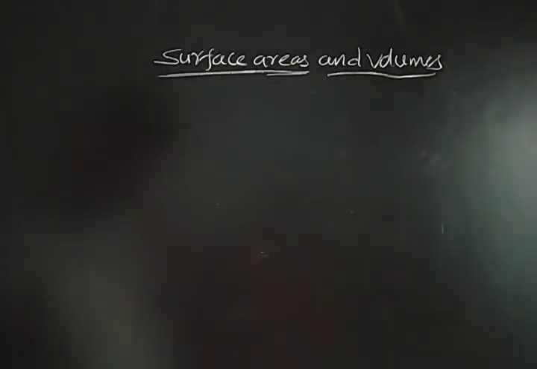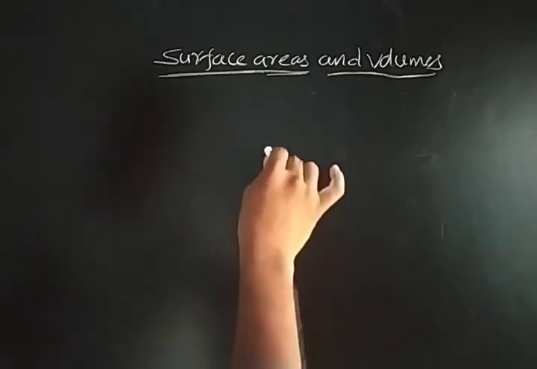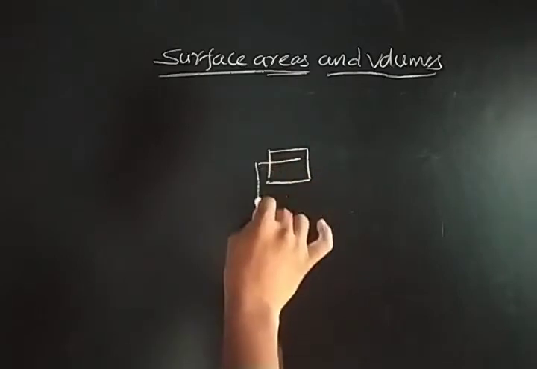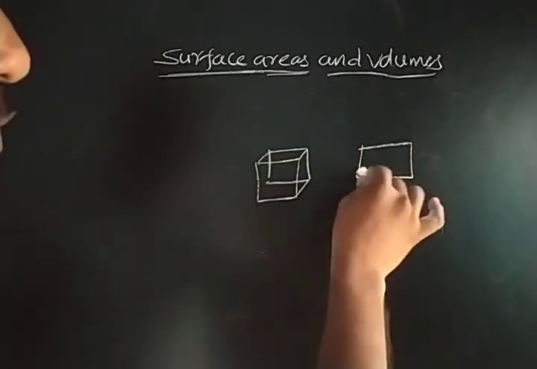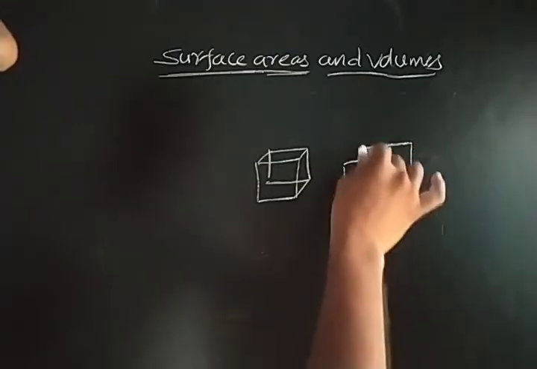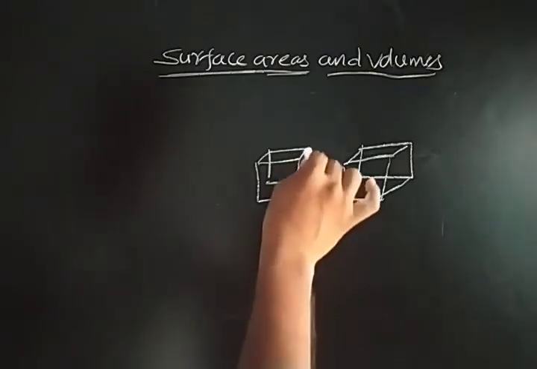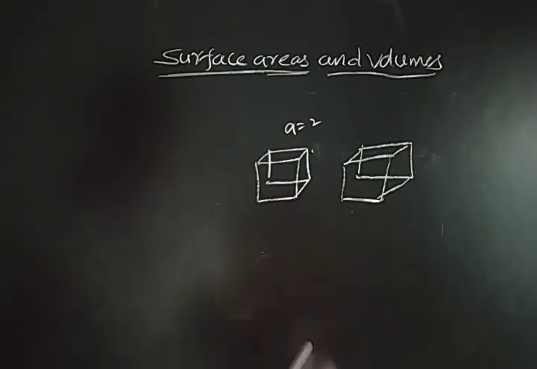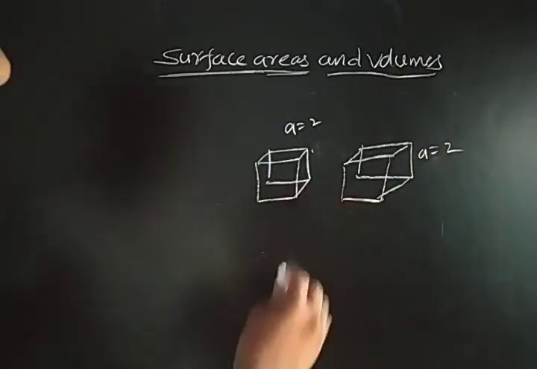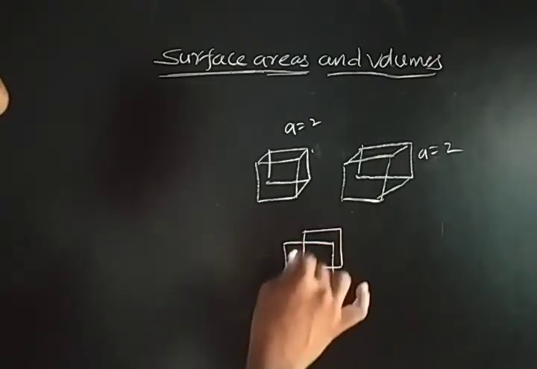Okay, one more example. Suppose I am adding two cubes. After adding two cubes, I am going to find the total surface area of the combined solid. Suppose each has side a equal to 2 centimeters, and I am taking the same size of cubes and joining them. By joining these two cubes, you will get this type of figure.